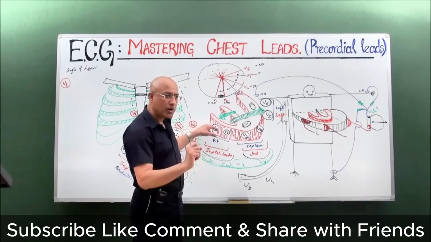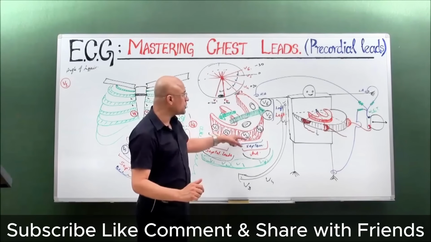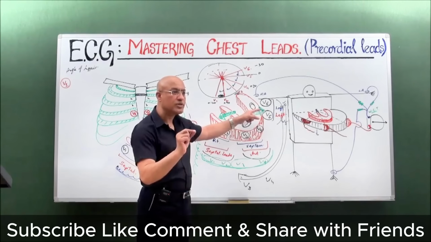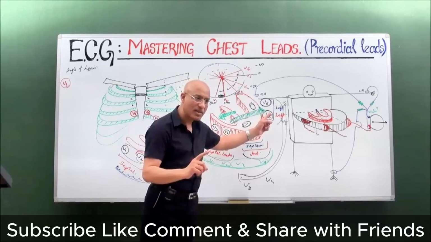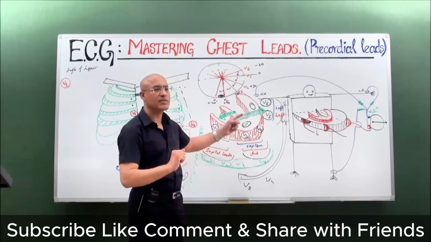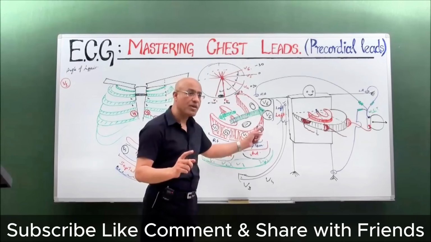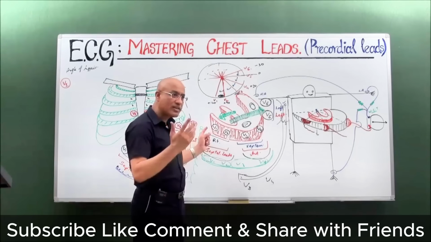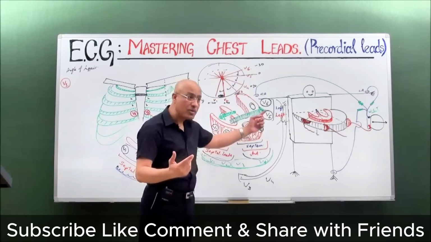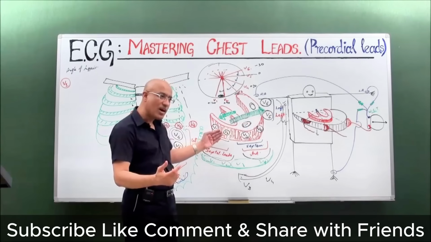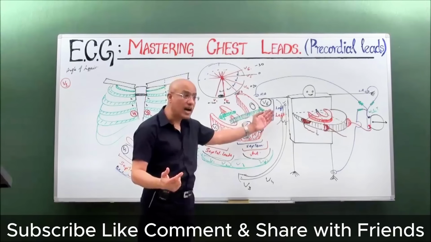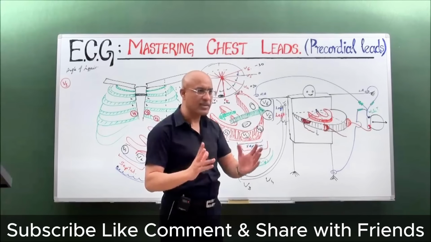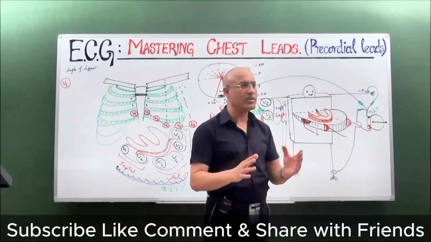Next lecture we will talk specifically about how, from V1 to V6, the ventricular depolarization is recorded with different QRS complexes. And I will also discuss in the next lecture the concept of R wave progression from V1 to V6. What is the concept of normal R wave progression, what is early R wave progression, what is delayed R wave progression, what is the transition zone related to the QRS complex. These concepts we will discuss in the next lecture.